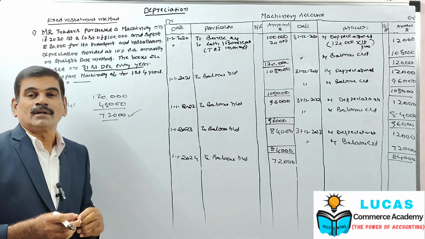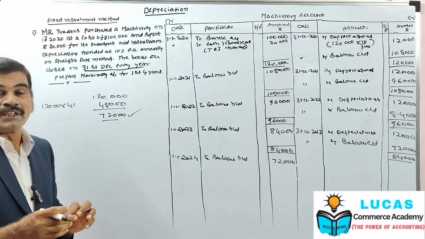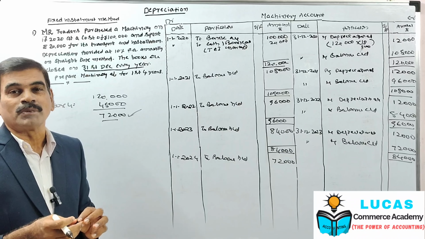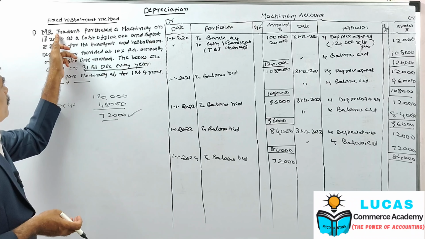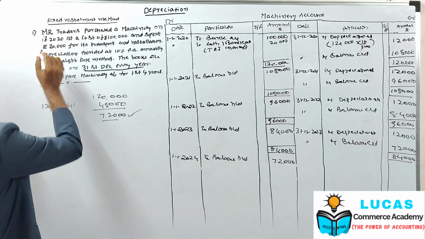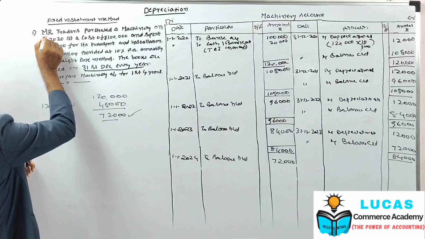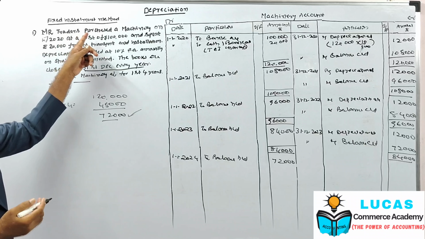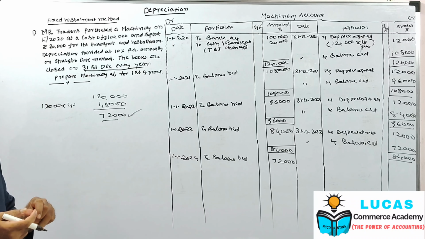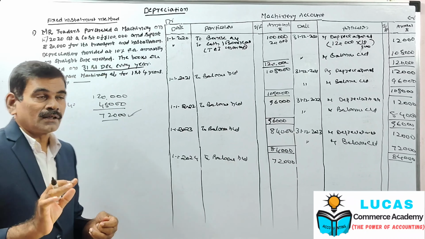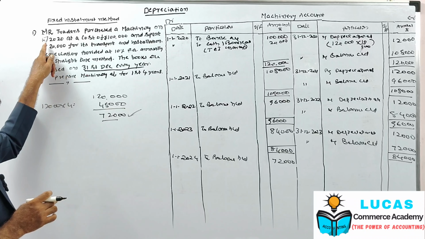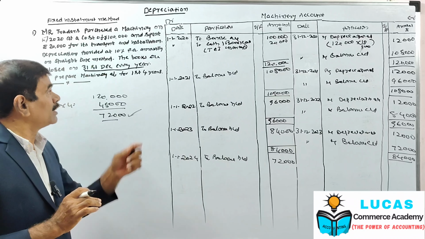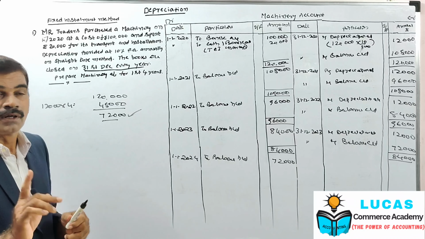Suppose the machinery is purchased in the middle of the year, what should be done? Take the same example. MR Traders purchased a machinery on 1/7/2020. Then what should be done? Here we have to provide depreciation from 1/7/2020 to 31/12/2020. So that means we are providing depreciation only for 6 months.